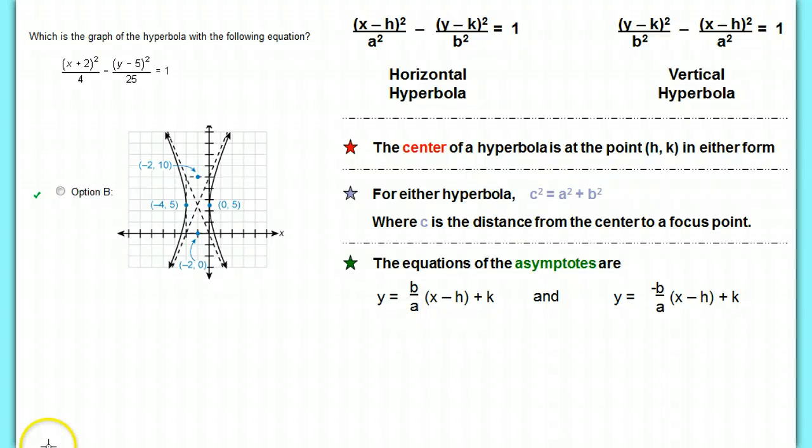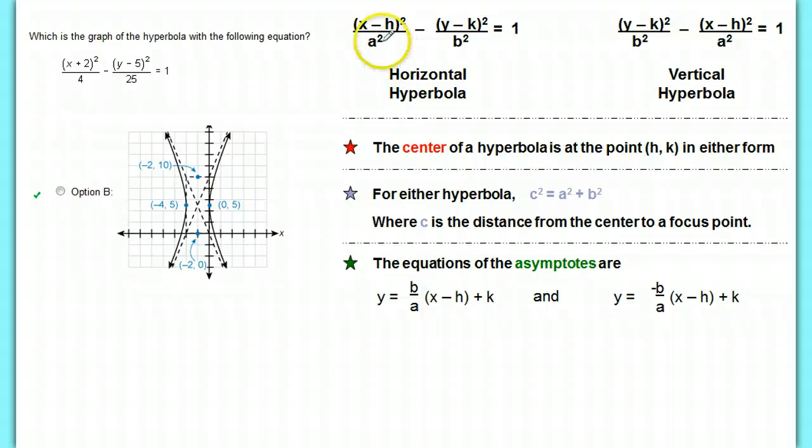This is some help with hyperbolas from quiz 7.04. So the question here says, which is the graph of the hyperbola with the following equation? And here's the equation. So here's some general information that you want to know about hyperbolas.